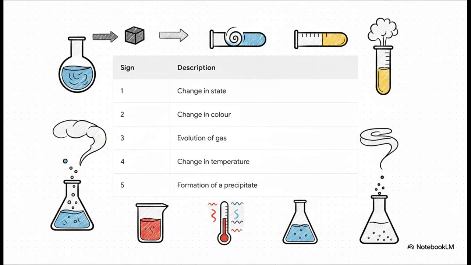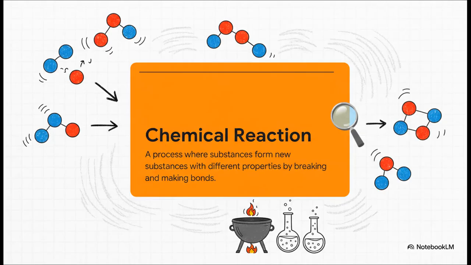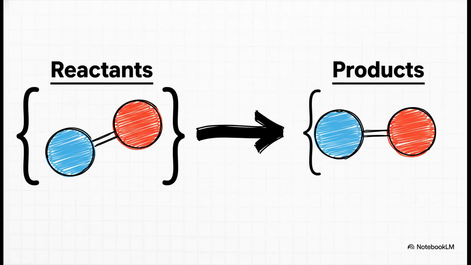Okay, so how do you even know a reaction is happening? Just look for these 5 telltale signs. Basically, a chemical reaction is just atoms rearranging themselves to make something totally new. Simple as that. So your starting ingredients are reactants, and what you end up with, those are the products.